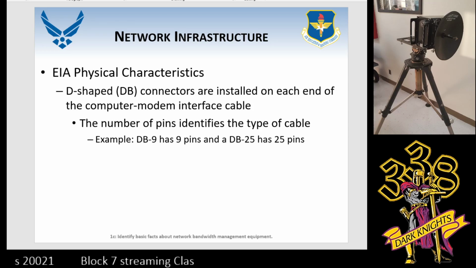So we're going to talk about the physical characteristics concerning EIA now. The D-shaped DB connectors are installed on each end of the computer modem interface cable. So Mr. Mayor, I like to use the example of the VGA cables that you use on the back of the monitors, which are like a 15 pin, right? This is where I usually talk about that. But do you have a good example for this slide? Yeah, you just mentioned that.